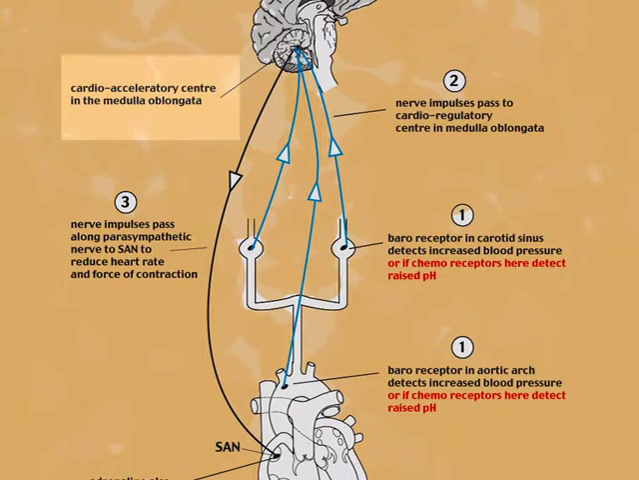If blood pressure drops too much, the baroreceptors send impulses to the cardio-acceleratory center. This sends impulses via the sympathetic nerve to the SAN to increase heart rate and therefore cardiac output. And also, the arterioles of the body constrict to increase blood pressure.